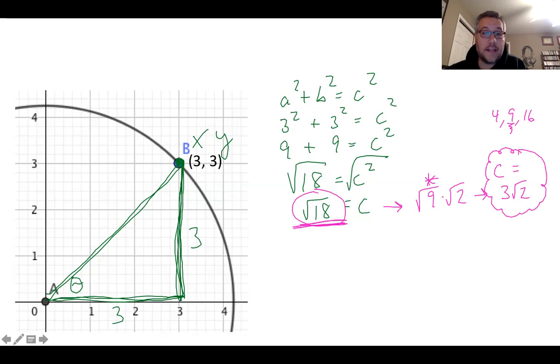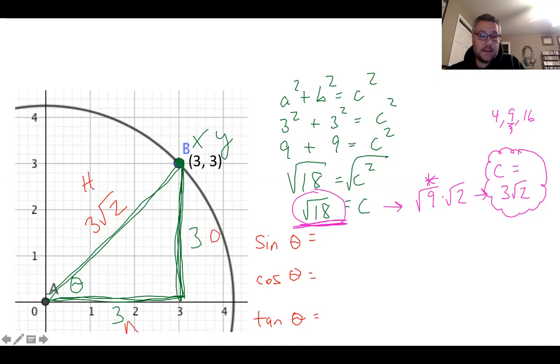All right, now to take this one home, what do you think I'm going to ask for? I'm going to ask for, what is the sine from theta? What is the cosine from theta? And what is the tangent ratio from theta? Well, let's do them one at a time. Oh, and by the way, let me put in that c value, that length of 3 root 2. That goes right here. That is the hypotenuse. So we've got hypotenuse, opposite, adjacent.